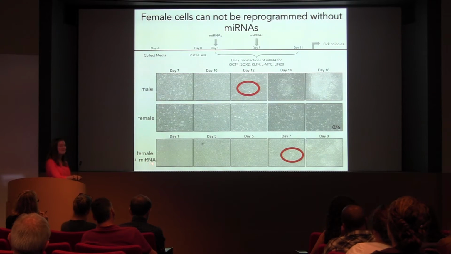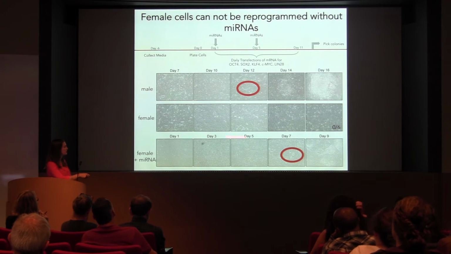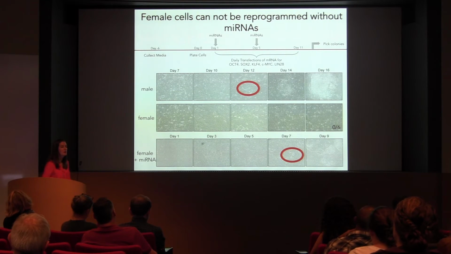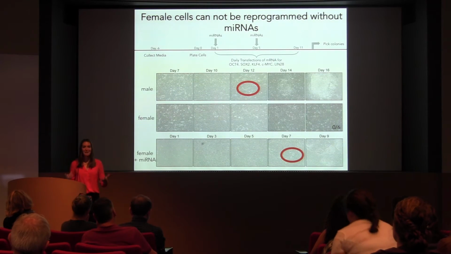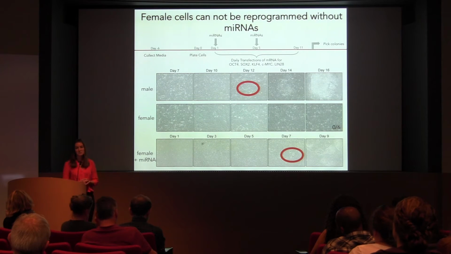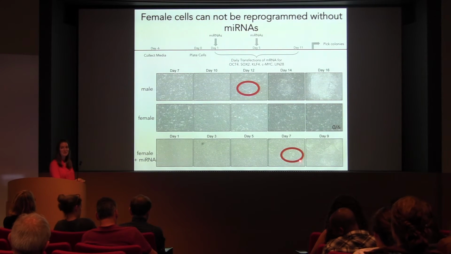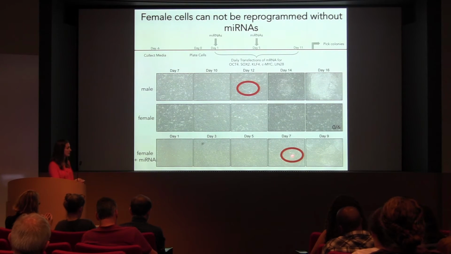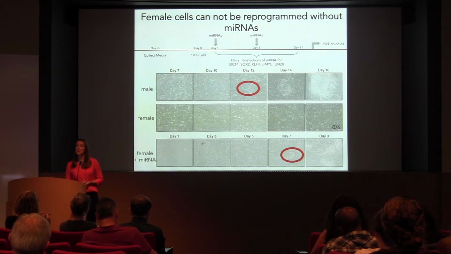You can see that when you add microRNAs to female fibroblasts, and again, note that the timeline is actually changed. We're starting at day 1 to day 9. On day 7, and this actually happened every single time we reprogrammed using this method, on day 7 you could see colonies coming up, and by day 9 we had really nice robust colonies forming, and these colonies we could pick at day 11 and passage indefinitely.